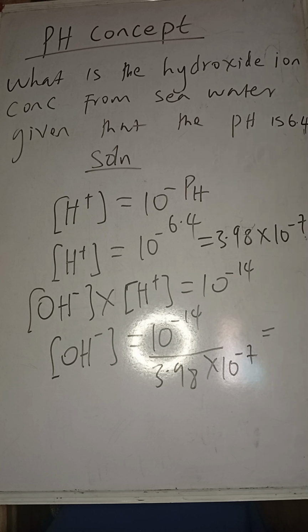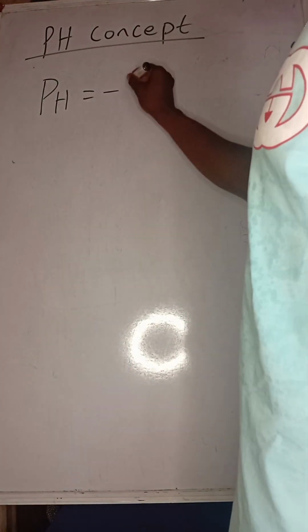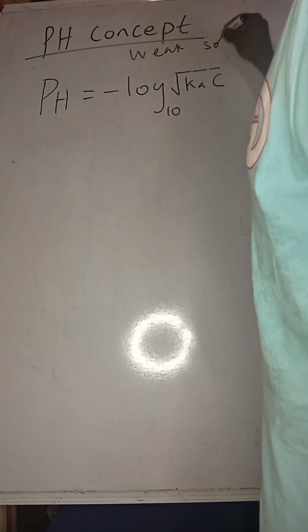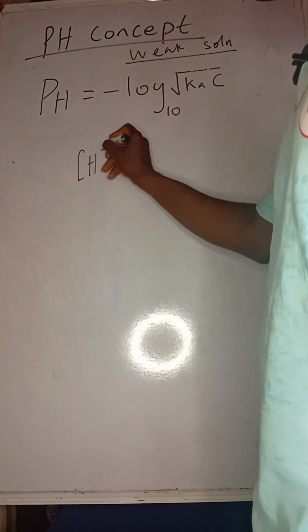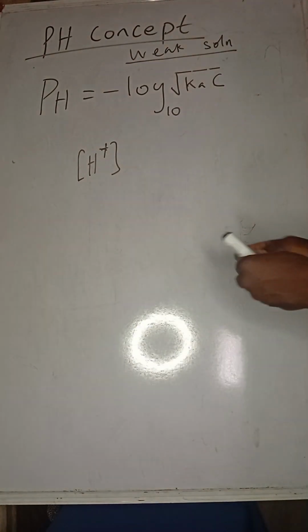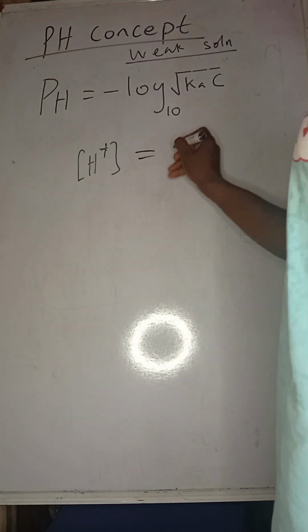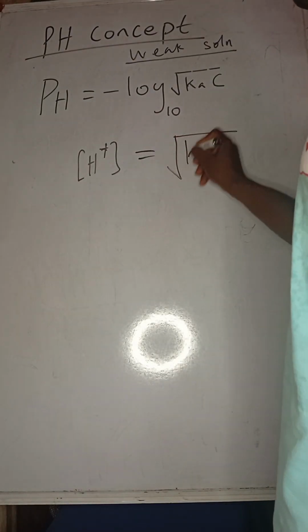I will try to take another example now that has to do with weak solutions. For weak acid and weak base, I approach their pH like this. I would have loved to derive the equation, but to save time, I treat it as the negative logarithm of the square root of KaC to base 10. Now, remember this is for weak acid or weak solutions. For weak acid, the hydrogen ion concentration is equal to the square root of KaC.